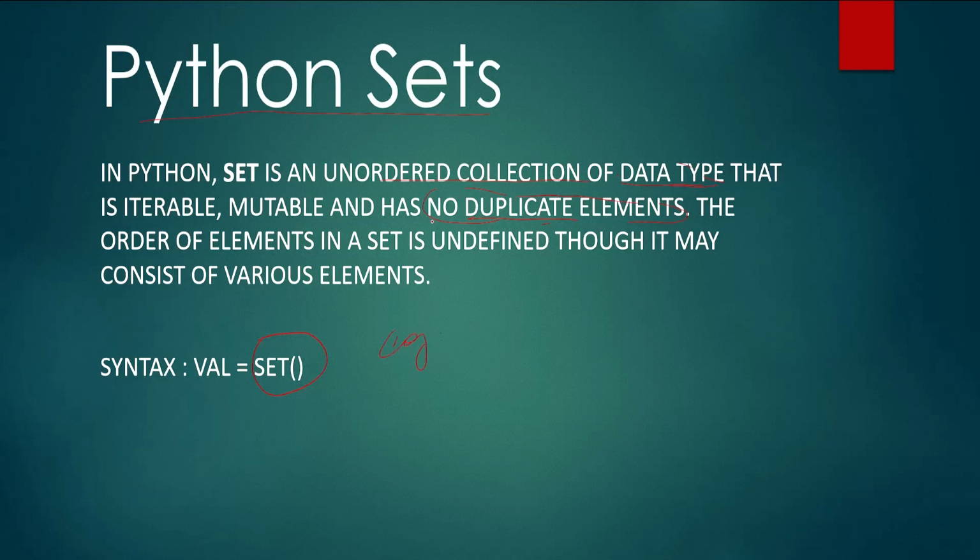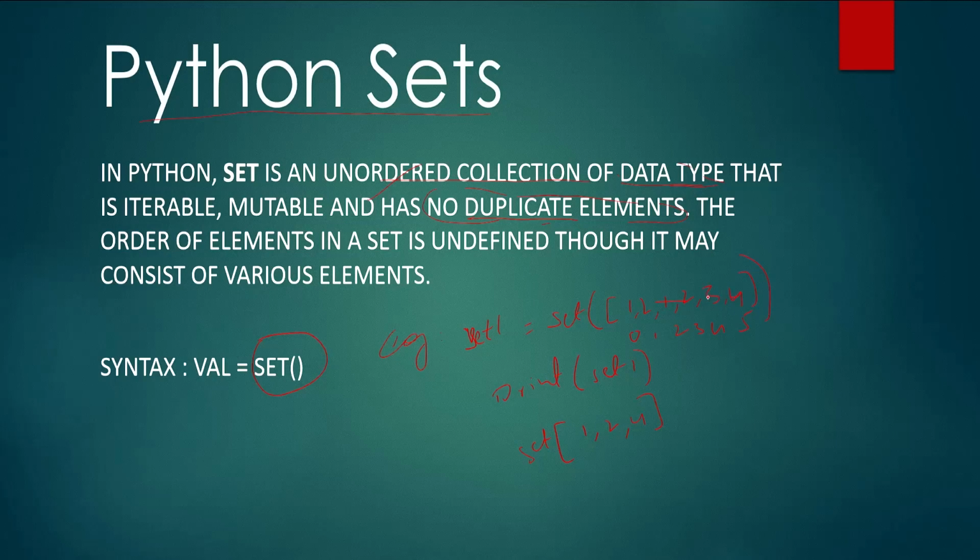Let's see with an example. It is an unordered collection. Suppose we have declared a set like this, set of 1, 2, 1, 2, 3, 4. If you see the index values of the corresponding numbers, it is like this. When you print the set, what you will get is the output 1, 2, 3, 4 only, because it will remove duplicates.